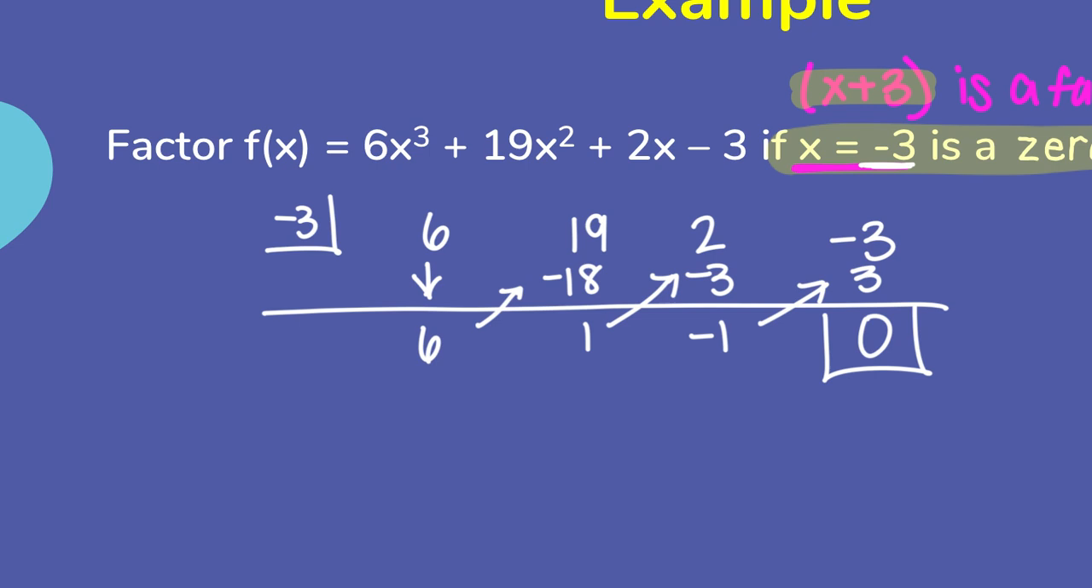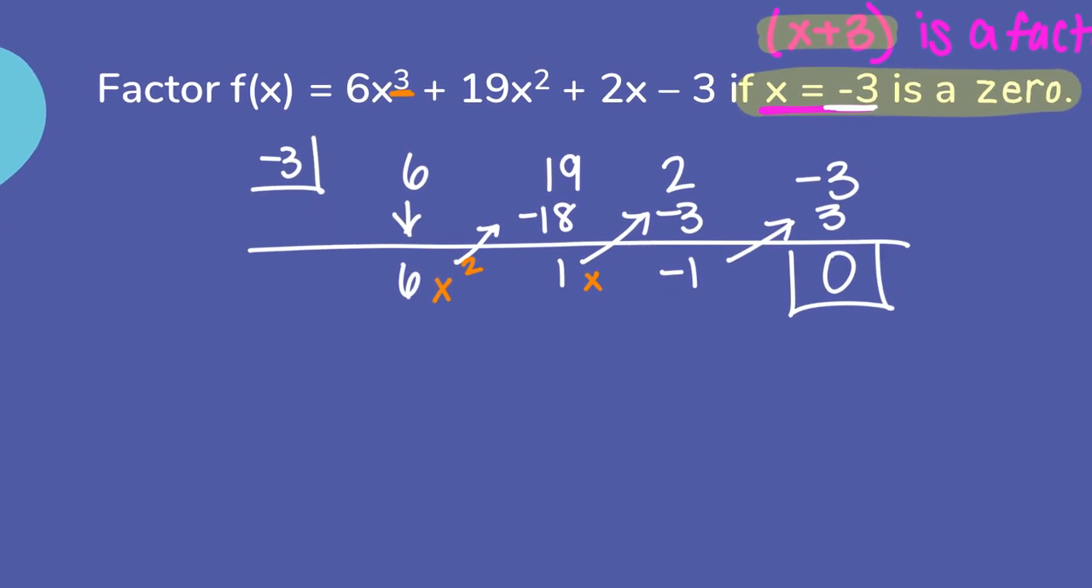So how would I write this out as my quotient? Looking at it, I'm going to go 1 degree less than what I started with. Again, we've done this. You guys already had a quiz on it. x squared, x, so I'm going to go ahead and write it out. I'm going to have 6x squared plus x minus 1. Keep in mind they want me to factor it, and we know that x plus 3 is a factor.